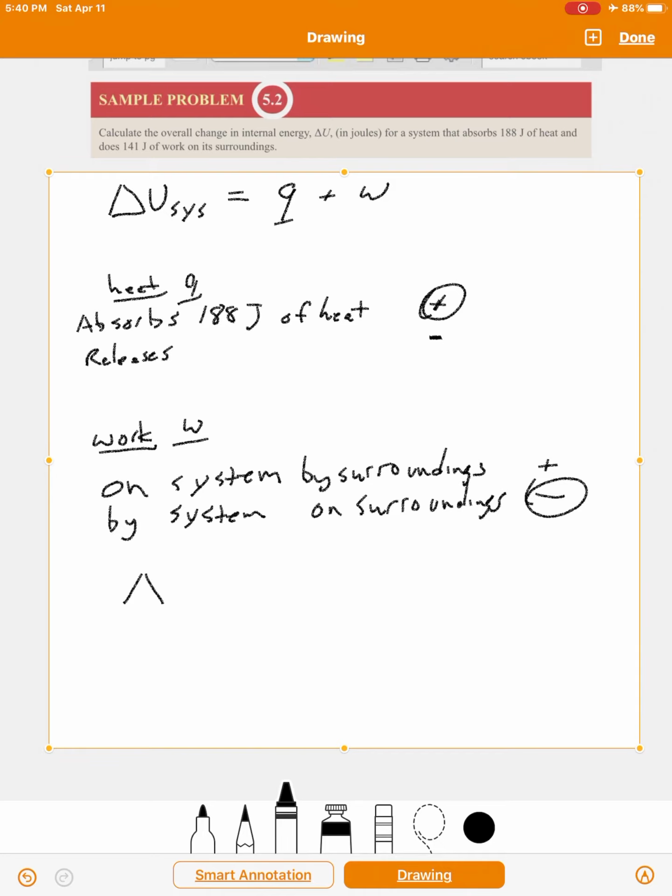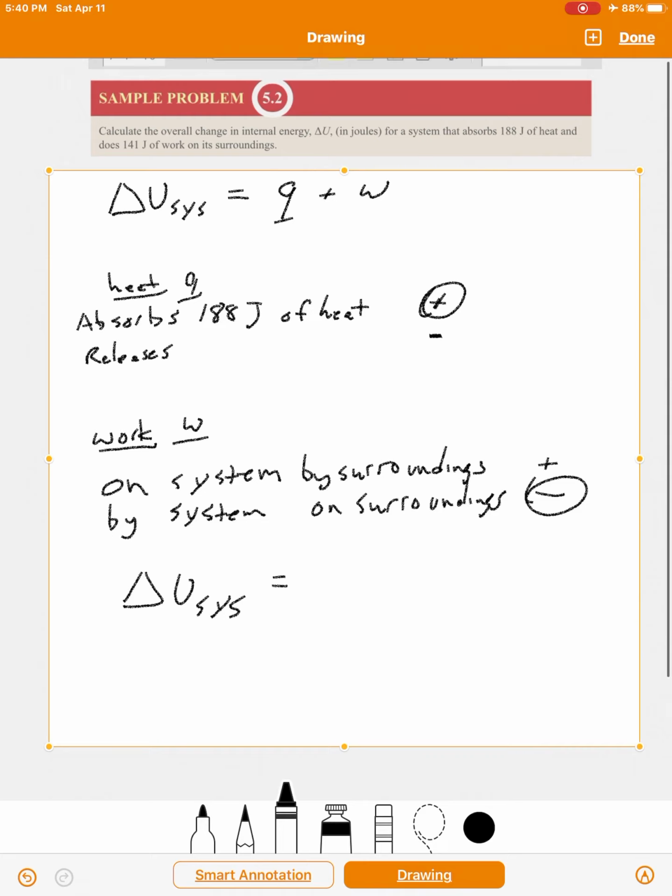So the way this plays out is the heat is positive, so you use the value they give you, but make it positive. And then for the work, because it's being done on the surroundings, you make it negative. Okay? So I'm still going to use the plus here, but I'm going to use parentheses here to indicate the sign of the work, which is negative.